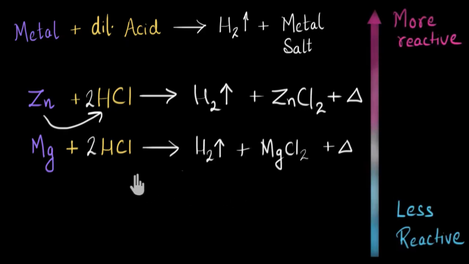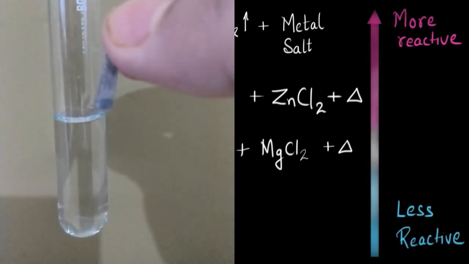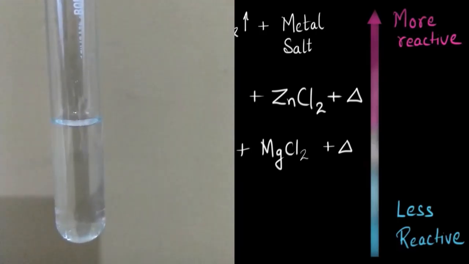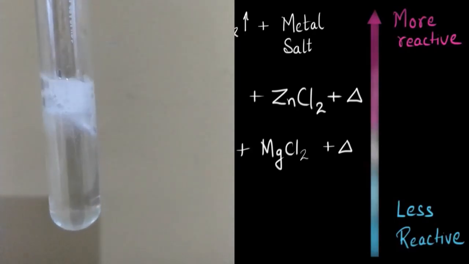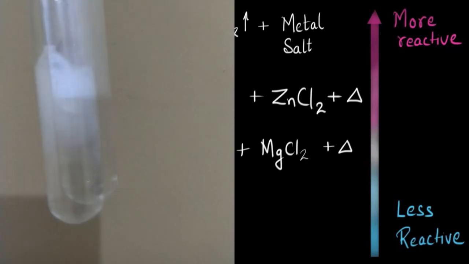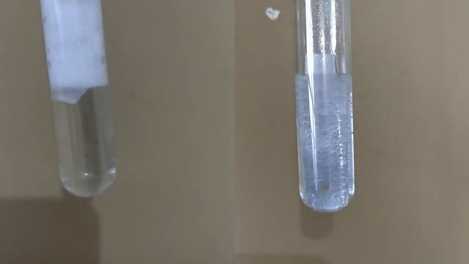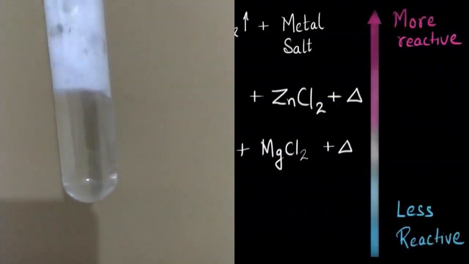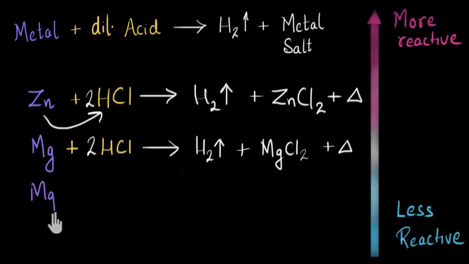So let's look at this reaction in an actual experiment. Here I'm going to add magnesium strips to dilute HCl solution. Here you can notice the amount of bubbling this time is much more than what we saw in the case of zinc. You can compare. And I can also tell you the heat being generated is much more. I can feel the test tube is much warmer in the case of magnesium than in zinc. So based on these observations, we can say that magnesium is more reactive than zinc. Let's write it down: magnesium is more reactive than zinc.